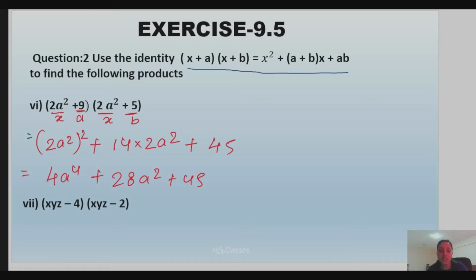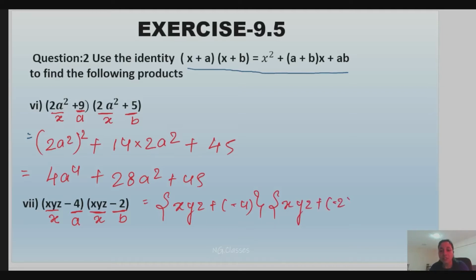Similarly we will do the next one. Here this xyz is the x and this negative 4 is a. Similarly xyz is x and this negative 2 is b. We can write this one as xyz plus of minus 4 and in another bracket xyz plus of minus 2. Now just do the expansion according to the formula.